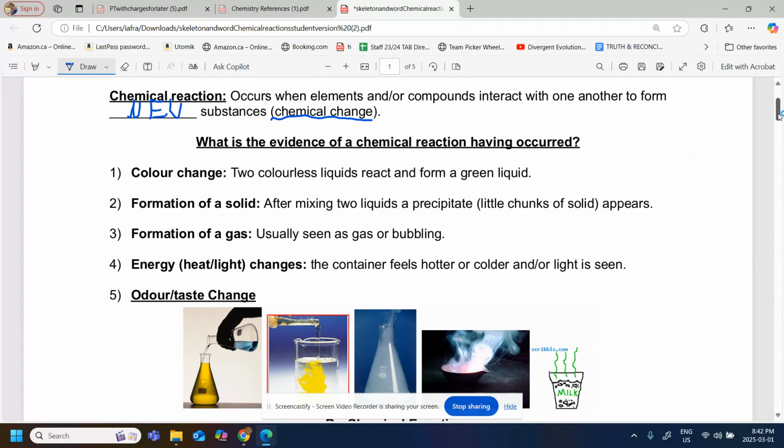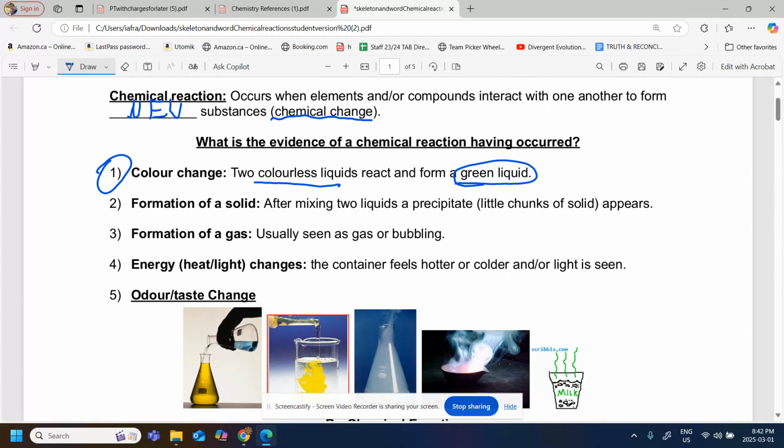Well, you can look at some evidence of chemical change. The first is a color change. So when you mix, let's say, two colorless substances together, so substances without color, they might react and form a substance with a new color altogether. It doesn't have to be green, but the point is there's a color that's unexplained. It wasn't there before, and now it is.